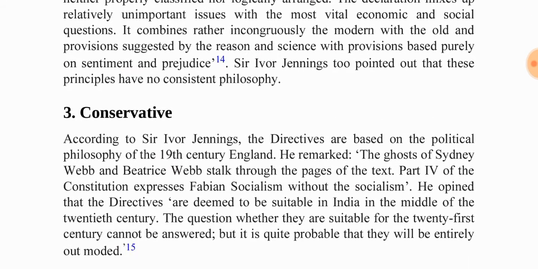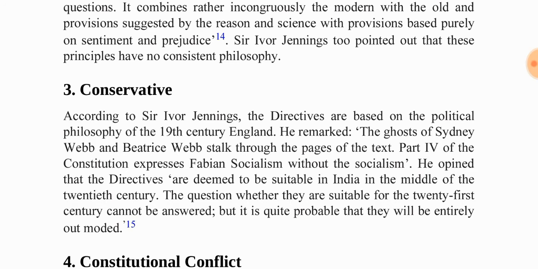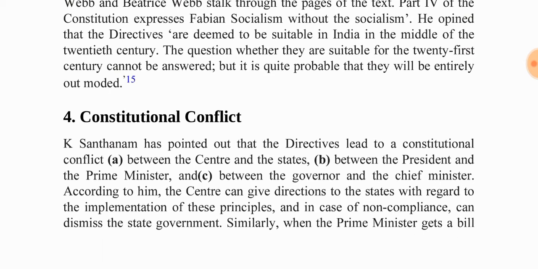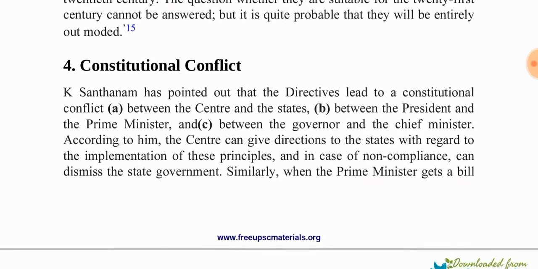Then comes the conservative criticism. According to Sir Ivor Jennings, the directives are based on the political philosophy of 19th century England. So he states like this. And then the last one is the constitutional conflict. As Ananthan has pointed out, the directives lead to a constitutional conflict, such as the conflict between the center and the states, between the president and prime minister, and between the governor and the chief ministers. According to him, the center can give directions to the states with regard to the implementation of these principles, and in case of non-compliance can dismiss the state government.